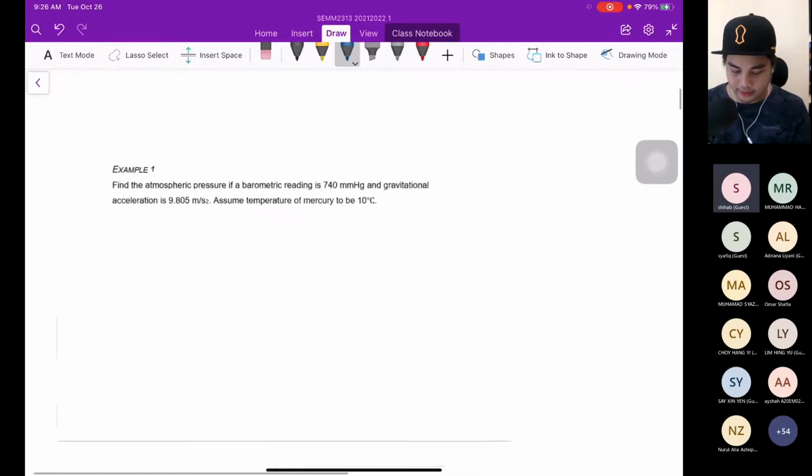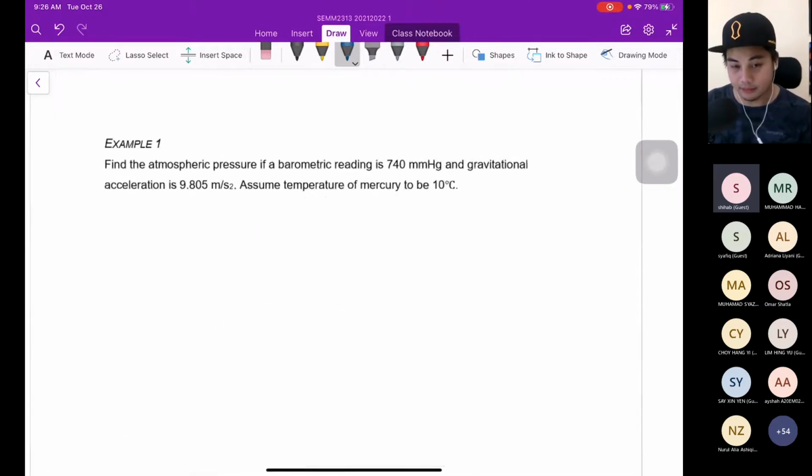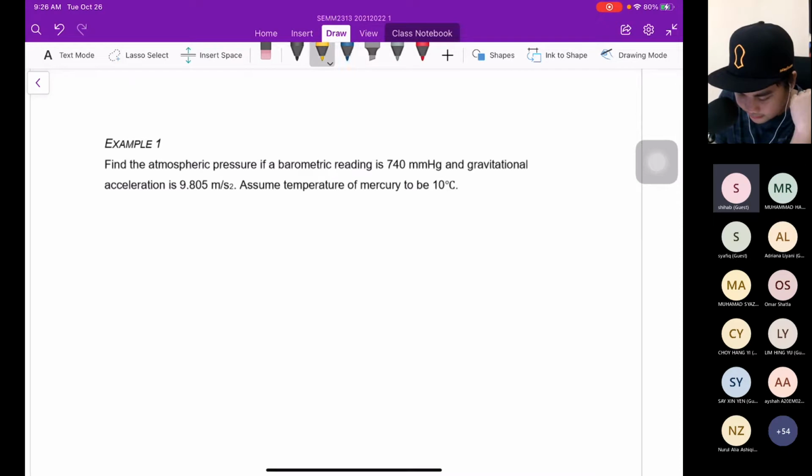Okay, let's try an example. I think this is quite easy. Find the atmospheric pressure. You can see here.